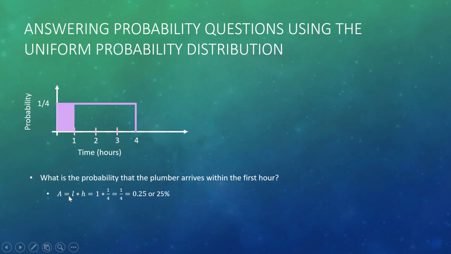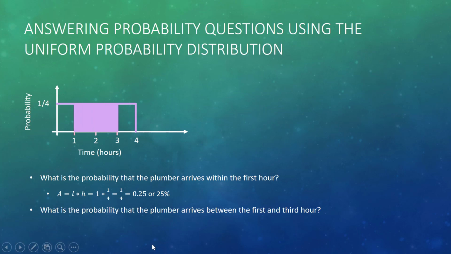Remember, the area is length times height. So we have 1, that's the length of the rectangle, and the height is 1/4. So 1 times 1/4 is 1/4, which we could also express as 0.25 or 25%.